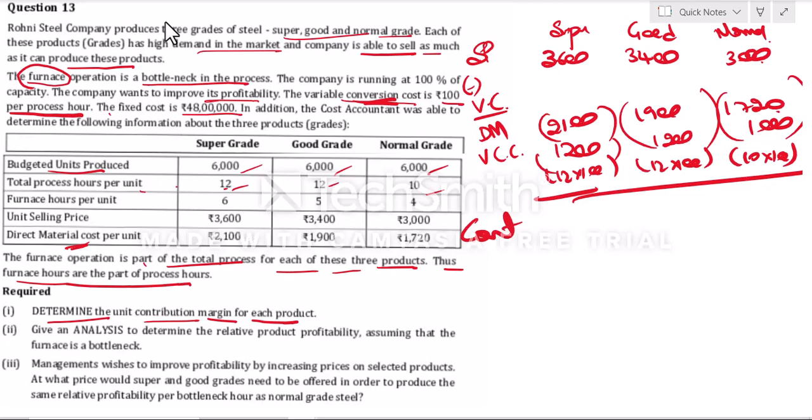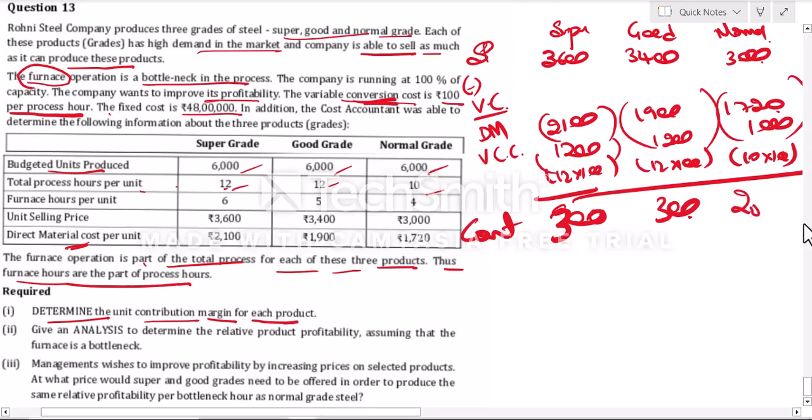3600 minus 2100 minus 1200, it is 300. 3400 minus 1900 minus 1200, 300. 3000 minus 1720 minus 1000, 280. So we got the first answer.